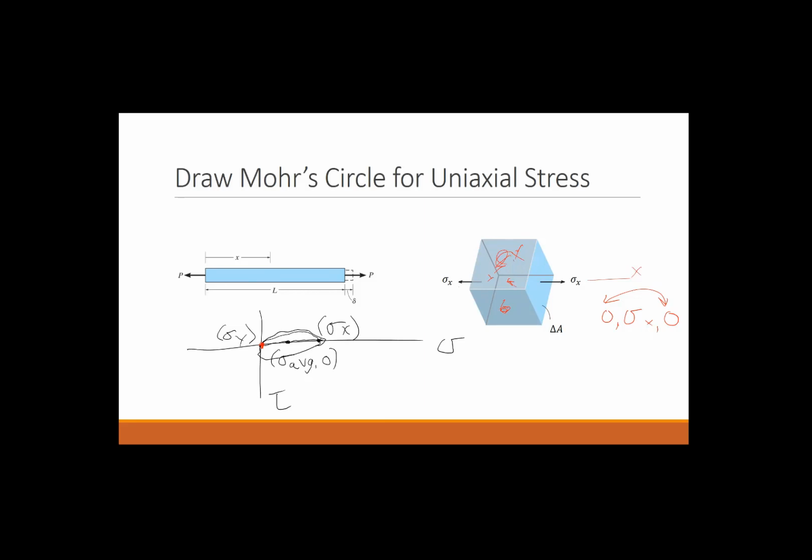And then the other circle will have to pass through 0 and sigma x. But now this is a different 0. This is not the in-plane 0, it's the out-of-plane 0. But for all intents and purposes, it's the same circle as we had before.